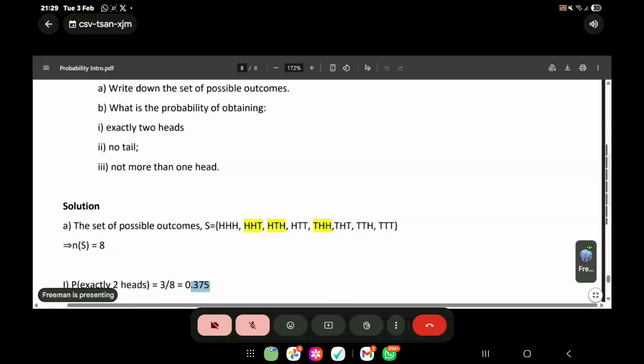Then probability of no tail. We did no tail already. Not more than 1 head. Here the heads are more than 1. Here too the heads are more than 1. Here the head is 1. Here too the heads are more than 1. The head is 1. The head is 1. No head.